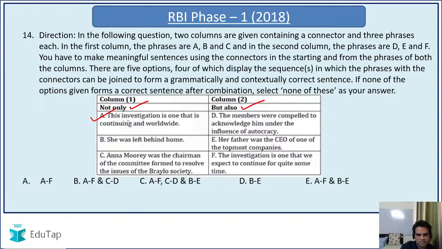So this, there was no other word. She, there was no other pronoun. She was left behind home. Farhad, father was no, I don't think so. And C also does not connect with anyone. So A is connected with D, sorry, with F.